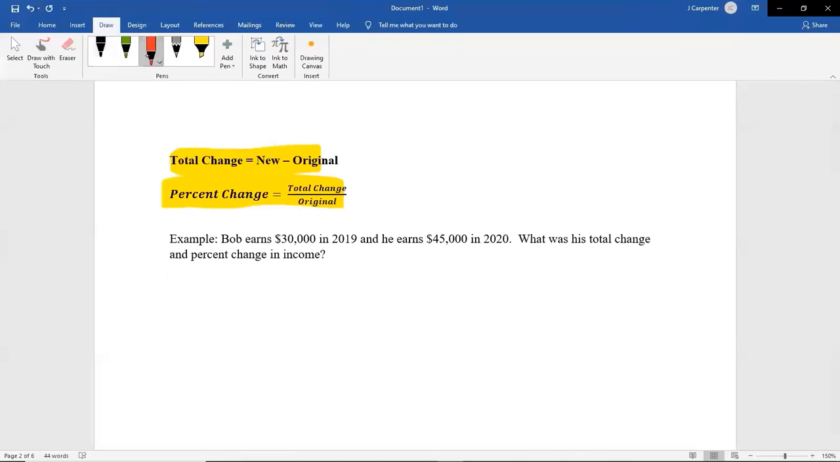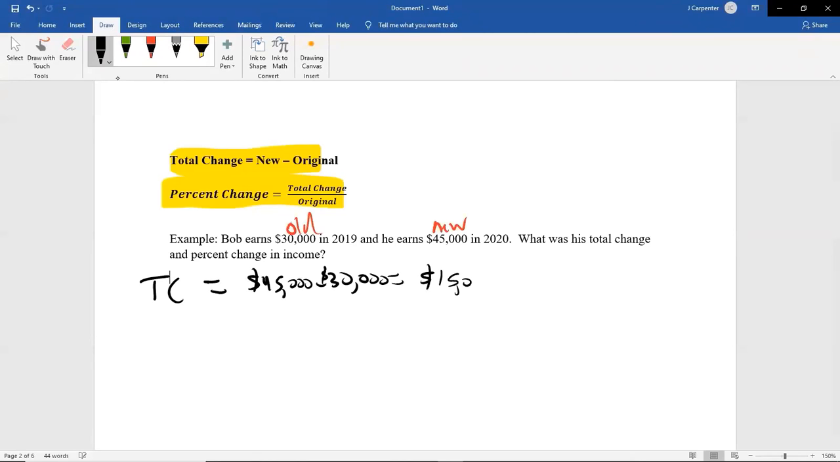All right, so we have our old and we have our new. So our total change, which I'm going to abbreviate as TC, and then PC for percent change, or the percent symbol and a C. That's the new minus the old. So that would be $45,000 minus the $30,000, which would be $15,000.